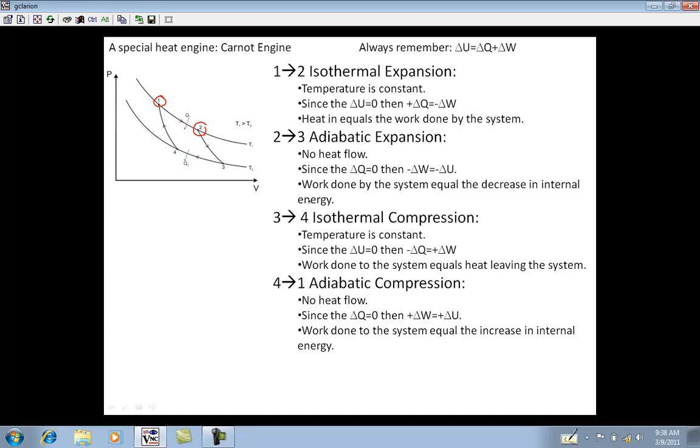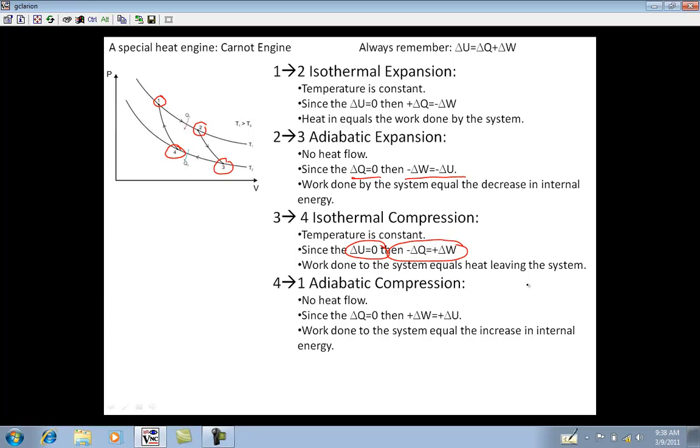That means the heat in equals the work done by the system. Then from state 2 to state 3, you need to know that's an adiabatic expansion. Basically the Carnot engine just helps emphasize the things that you already know. From 2 to 3, there's no heat flow, and since delta Q is equal to 0, negative delta U equals negative delta W. The work done by the system equals the decrease in the internal energy. From 3 to 4, that's isothermal compression, where the temperature is constant, and since delta U is equal to 0, negative delta Q is equal to positive delta W. Work done to the system equals the heat leaving the system.